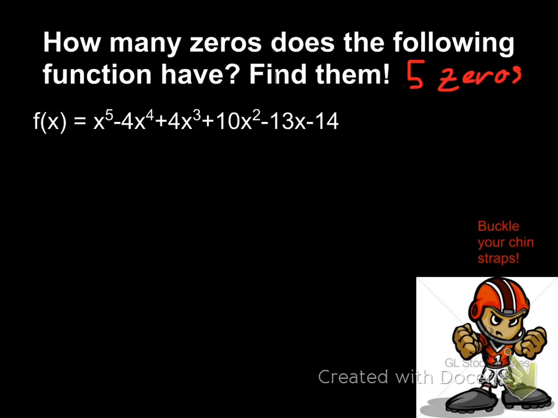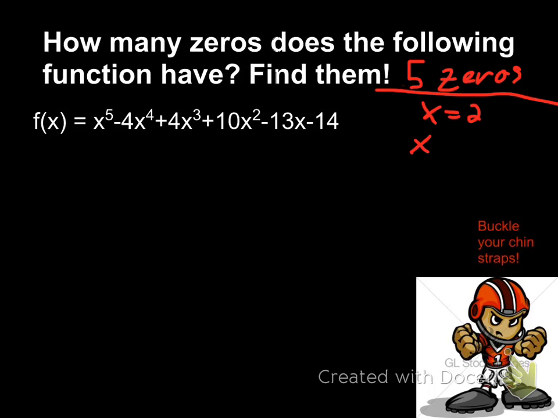So what was the first step for finding zeros? Graph it. Graph it and what? Look at the easy zero. Find the easy zeros. So let's do that. We looked at our graph and we said, all right, we know we've got a zero at x equals 2.